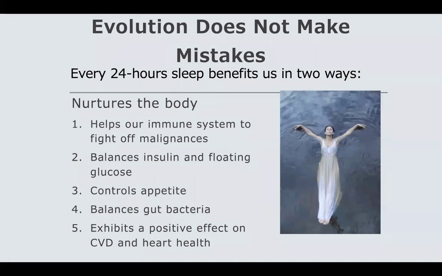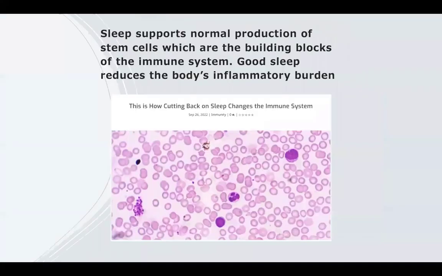We'll talk about the problem with insulin and floating glucose. How does it control our appetite, gut bacteria? And one of the biggest things here is the effect on our cardiovascular system, which takes a beating when we are apneic or doing a heavy snoring and we're not getting a lot of oxygenation of the brain. And we'll get into that.